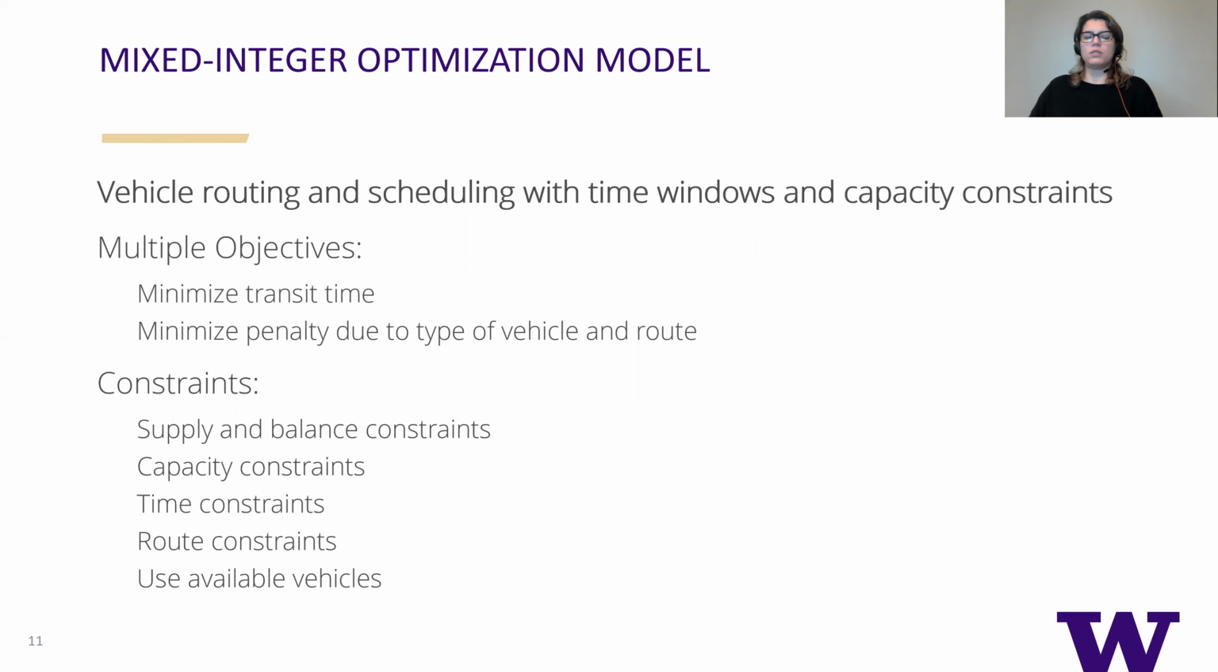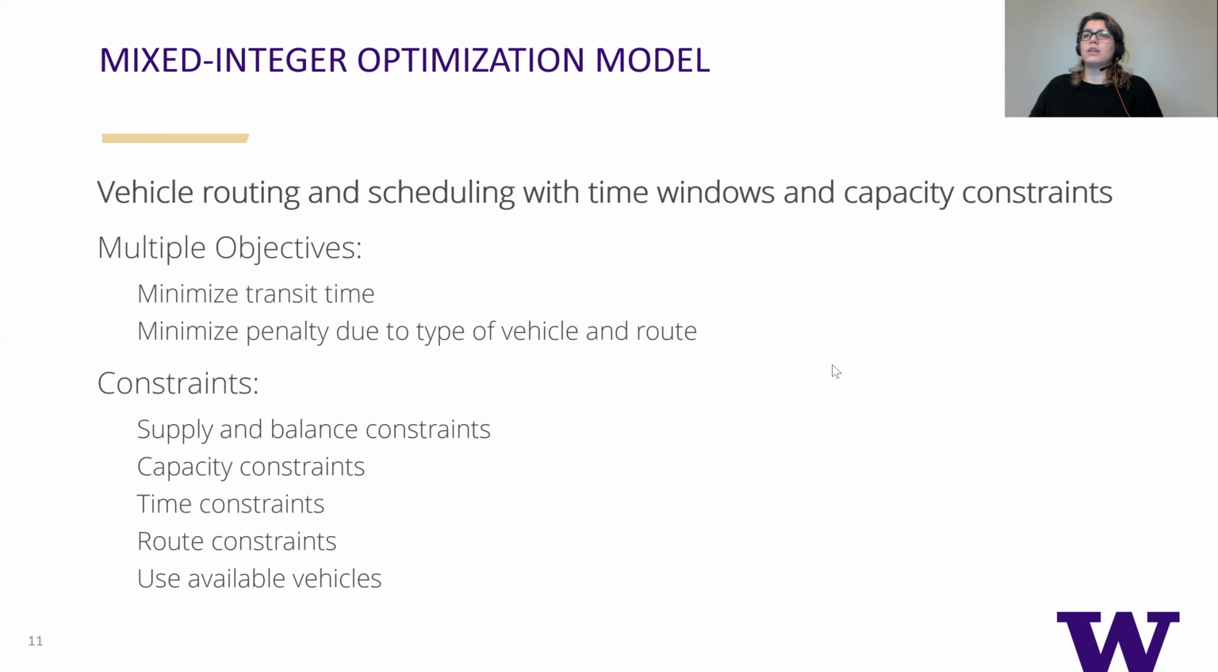A little about the model. RoOT is based on a vehicle routing and scheduling model with time windows and capacity constraints, and has two objectives: minimize transit time and minimize penalties due to the type of vehicle and routes. The constraints for this model are the regular constraints for vehicle routing and scheduling problems: supply imbalance constraints, capacity constraints, time and route constraints, and the use of available vehicles.